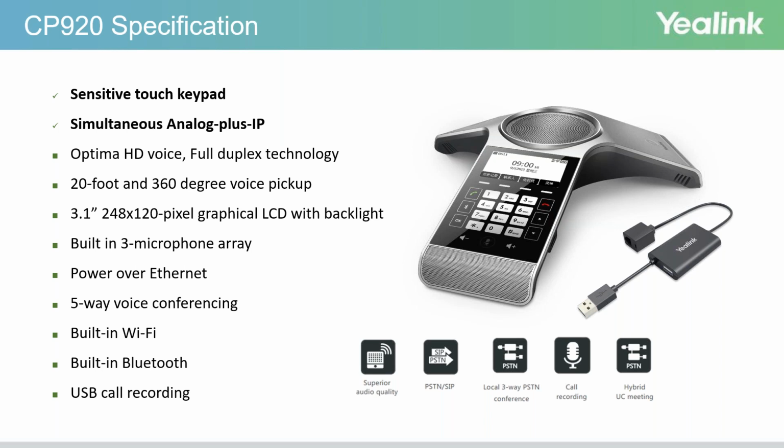There are standard features, though, that transition from the 960 to the 920, such as the pickup radius and the HD voice technology, as well as the 5-way conferencing capability. Bluetooth and Wi-Fi are also standard, along with call recording, but it does not run Android 5.1. It is a Linux-based phone, so it does not have some of the additional bells and whistles that the CP960 does from a UCC or a hybrid collaboration standpoint. But as we'll see, it also has a lower price.